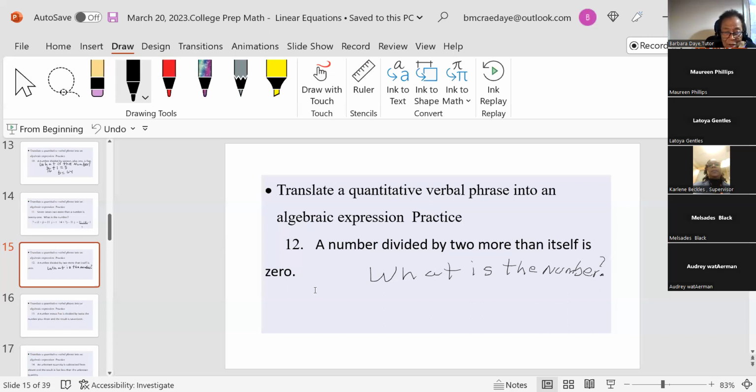How did you get 0 as the number? After reading, a number divided by 2 more than itself is 0. 2 divided by 2 is 0. So tell me what to write to translate this to the algebraic expression. What should I write, Maureen?